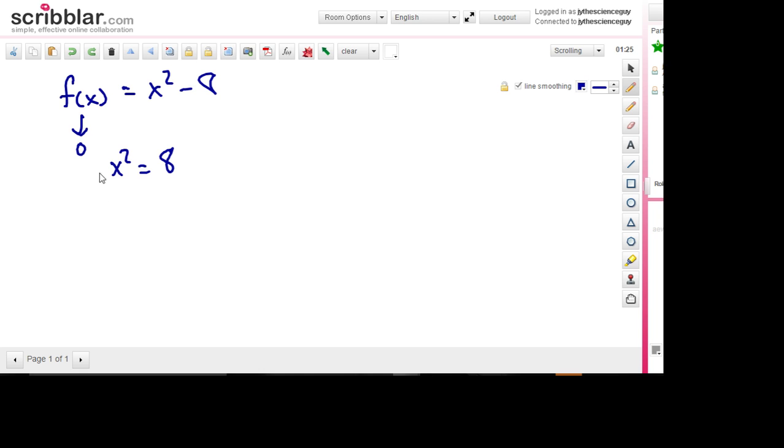Yes. And then I'm just going to take the square root of both sides. Whenever you take the square root, you have to write plus or minus in front of the square root. The square root of x squared is just x. And then this would be plus or minus 2 root 2. Do you see how I got that? Or do I have to teach you how to do square roots? I think a good review would be nice.